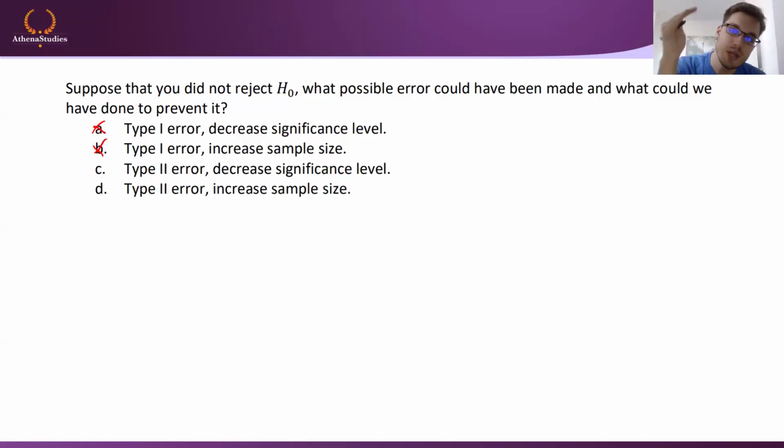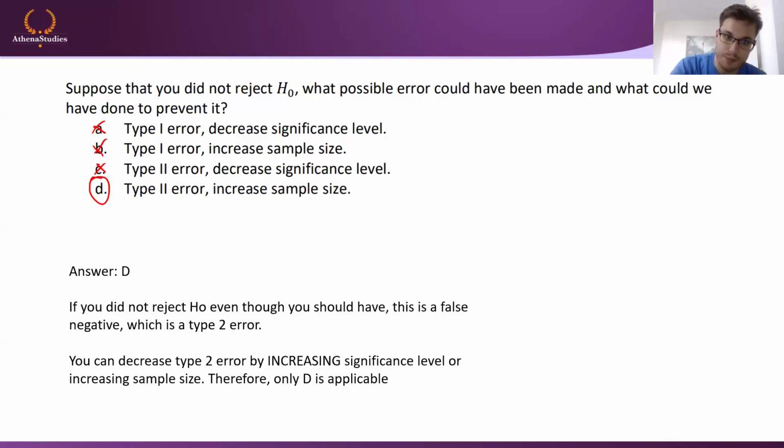Now, if we were to decrease the significance level, say from 0.05 to 0.01, what would happen? We would have made the type 2 error more probable. So that's not true, right? That just worsens the situation. So the only thing we're left with is that we can increase the sample size to lower the type 2 error. Exactly, so D.